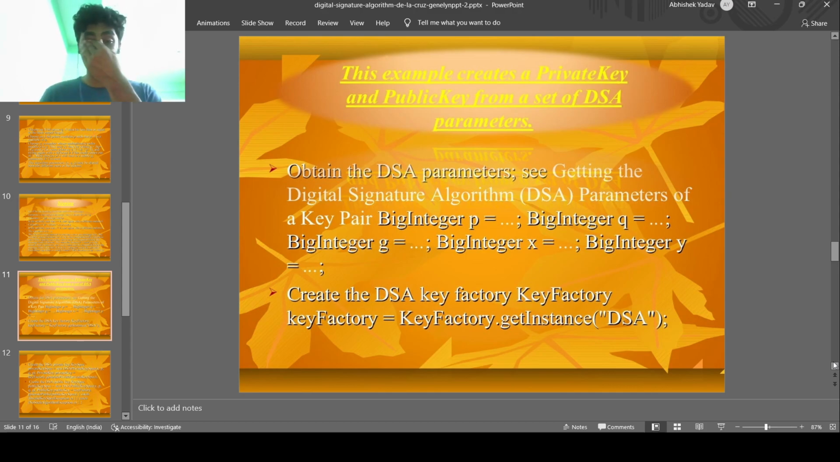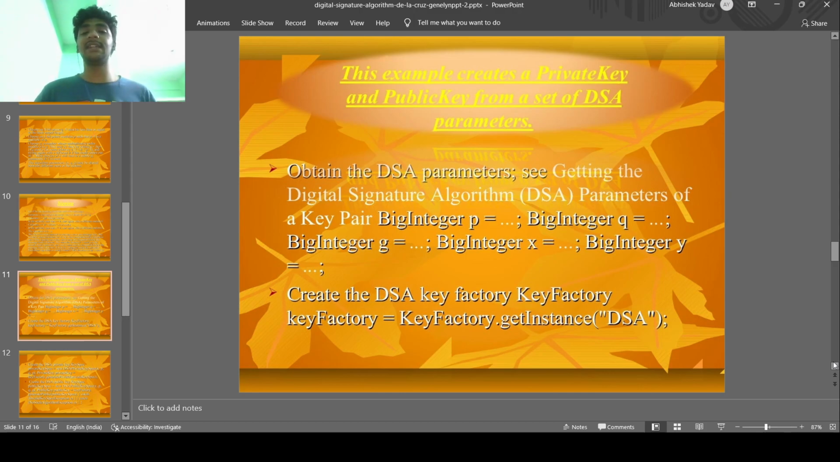Again, moving on, we come to an example of how we create a private key and public key from a set of DSA parameters. First we obtain the DSA parameters, that is, getting the digital signature algorithm DSA parameters of a key pair. This is the pseudocode of that. So we have big integer p, big integer q, big integer g, we have x, and we have y.